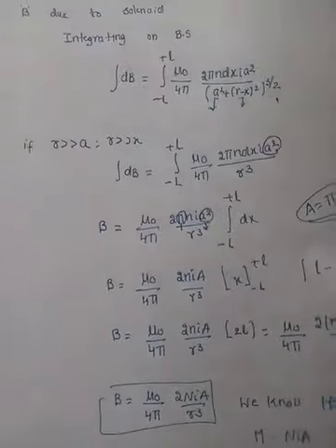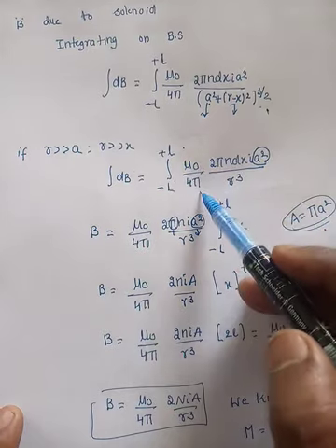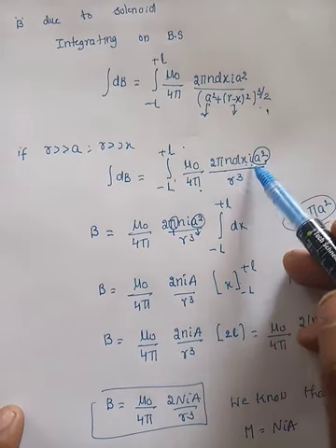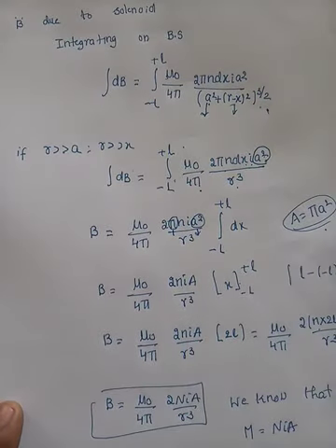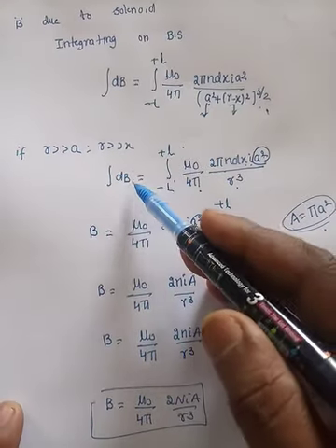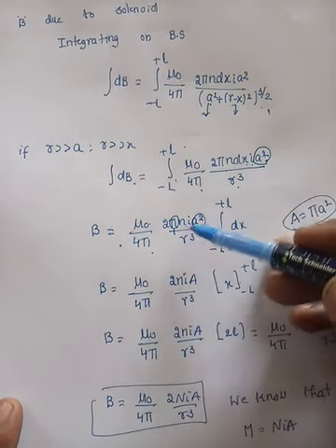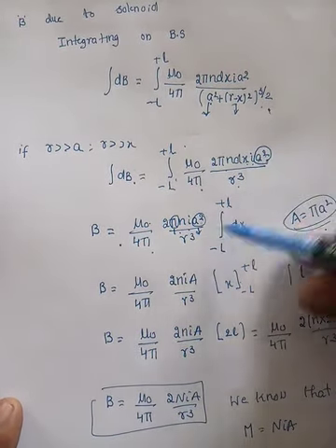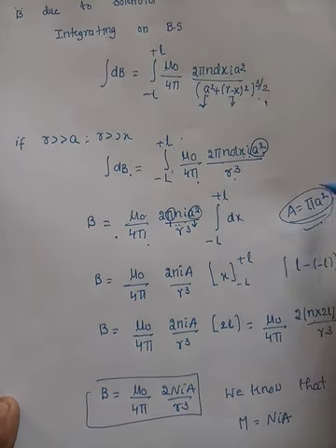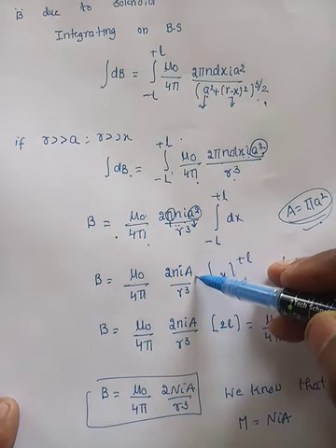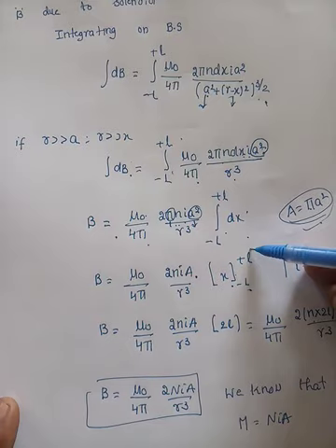What happens now? Integration of dB is equal to integral from minus L to plus L of mu naught by 4 pi, 2 pi n dx I a square by r cube. Here we are sending all the constants outside. Integration of dB is B is equal to mu naught by 4 pi, 2 pi n I a square. Here, what is pi a square? Area of the circular loop. So instead of pi a square we are writing A. Integration of dx is what? x, with limits minus L to plus L.